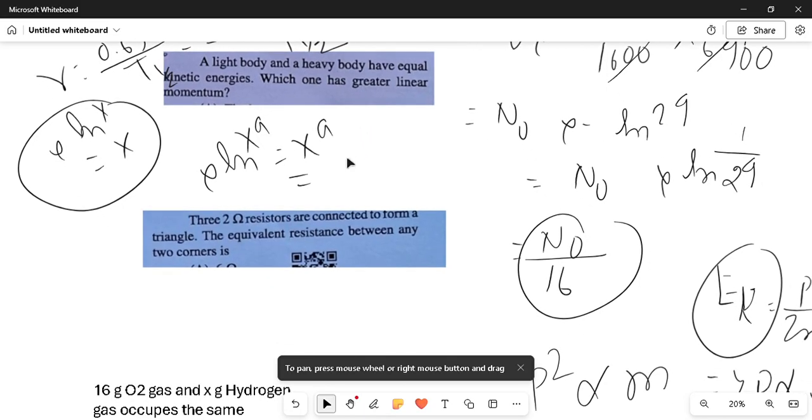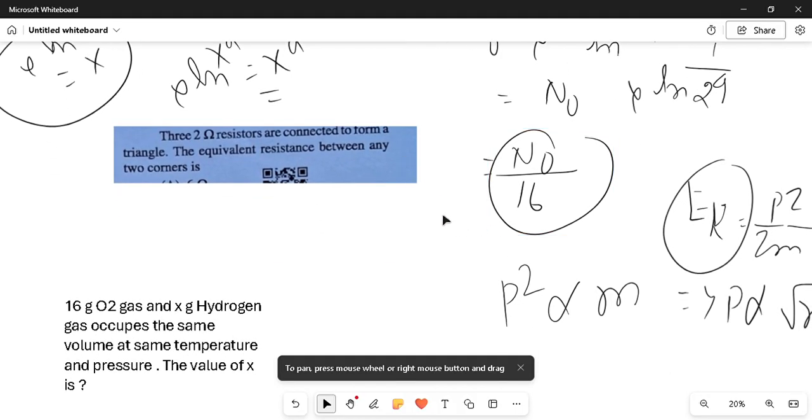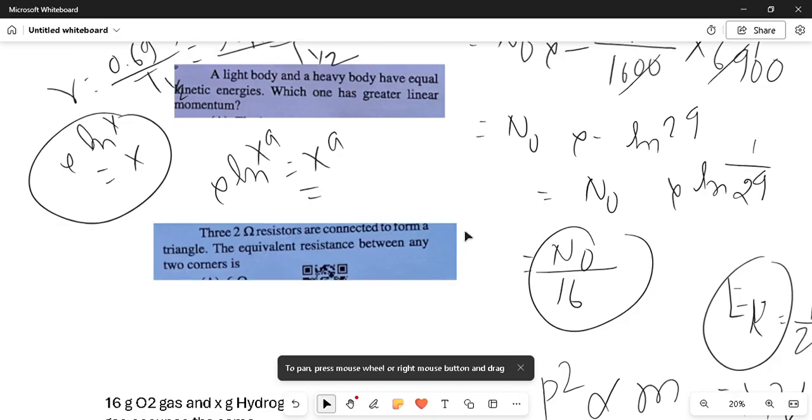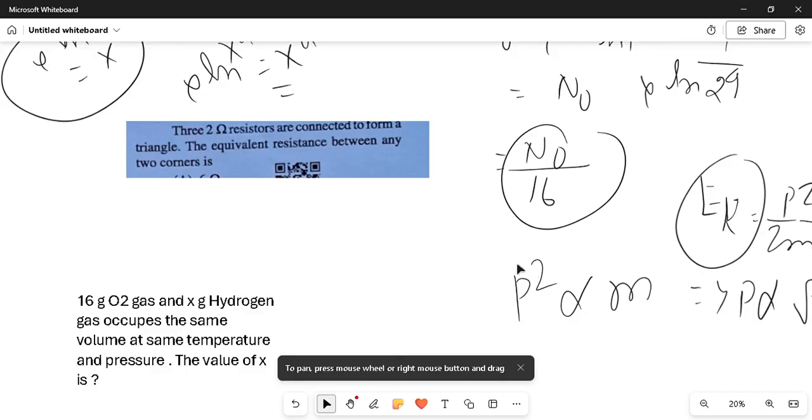Because the kinetic energy of them remains the same. As the question is given, kinetic energy of the two bodies is the same. So when kinetic energy of two bodies is the same, which one has the greater linear momentum? The heavy body has the greater linear momentum. Good, from the formula we can solve this.